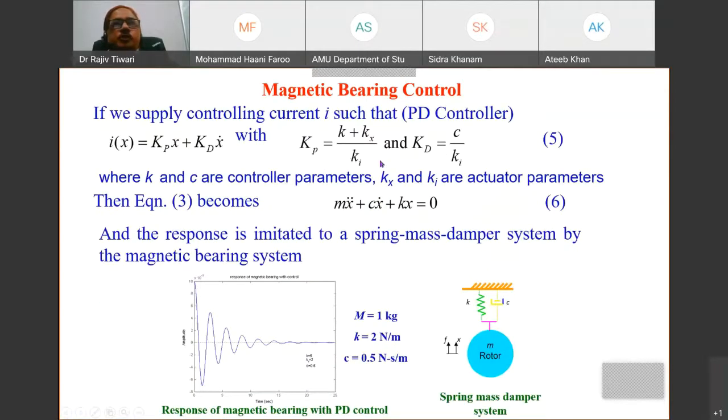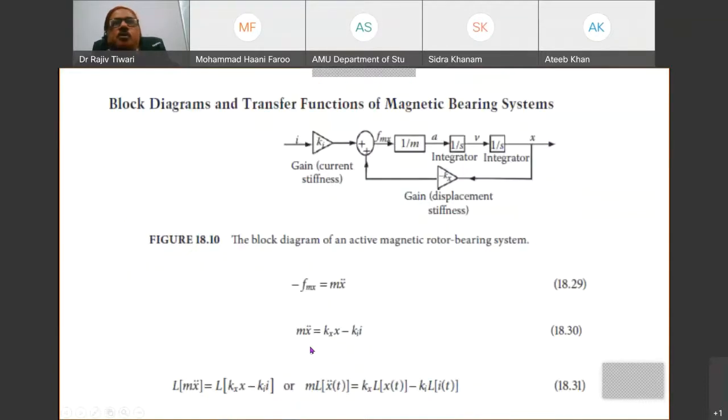the choice of this is very important, because if the choice is not good, this may go into instability. So the tuning of the controlling parameters is very important to get stable behavior. I'll go more into how to choose those KP and KD parameters. For that we need to obtain the transfer function of the whole magnetic bearing system.